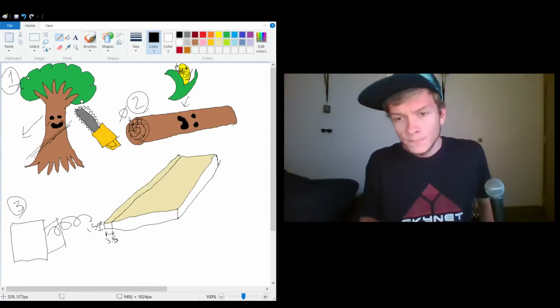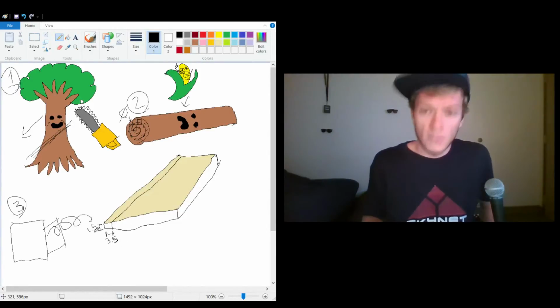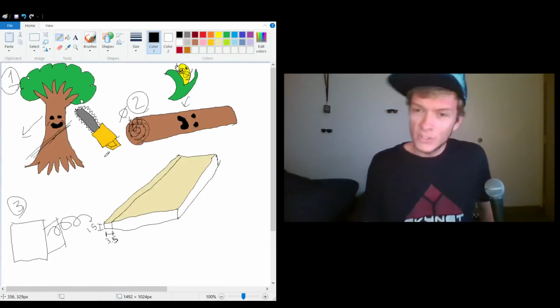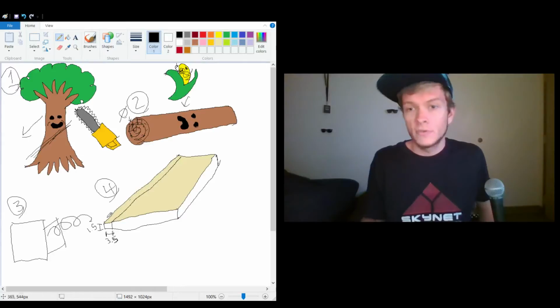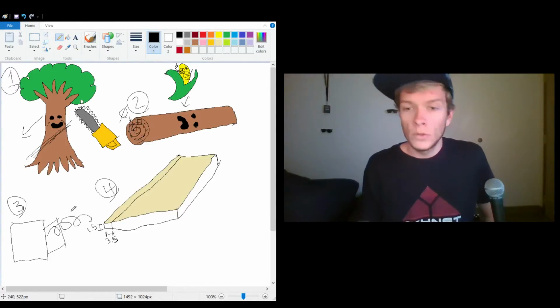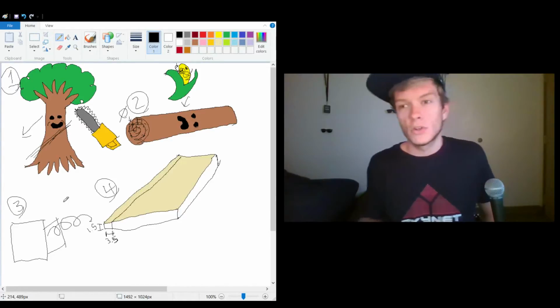So if you have a 2x4, it's actually 1.5 by 3.5. But for the purposes of our description here, because now that we've gotten to step 4 and we're cutting the board into the 2x4s, we will start to get into what it actually means to be starving and mourning.